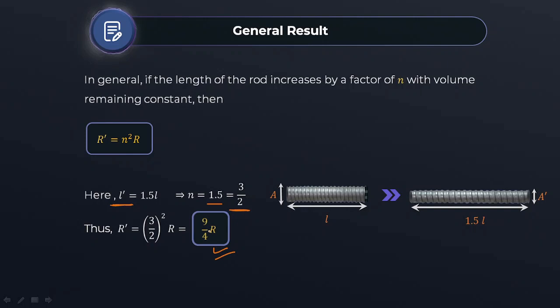So can I say this is nothing but N square. So in general, if the length of the rod is increased by a factor of N and volume is constant, if we add some more extra volume or wire, then it will change, right? But if we don't add, and only elongate or compress, so if it increases or decreases by a factor N, keeping the volume constant, then resistance will change by a factor of N square. Simple, we can generalize this result.